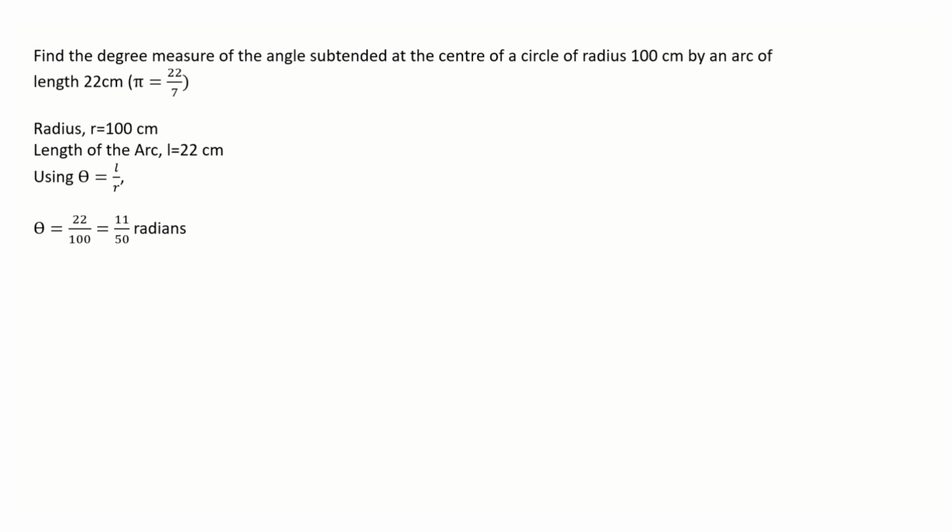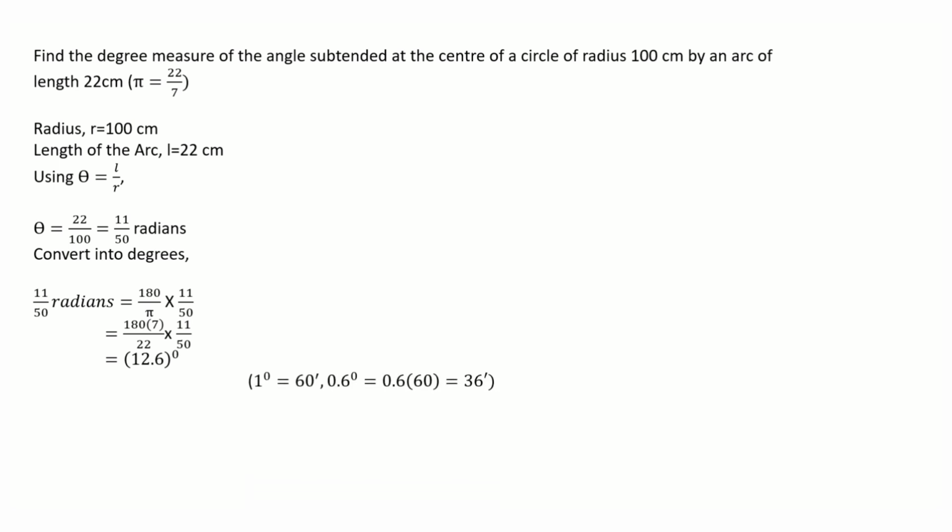Therefore, 11 by 50 radians will be equal to 180 by pi into 11 by 50. And that is equal to 12.6 degrees. Now to convert 0.6 degrees into minutes, we use the relationship between a degree and a minute, and we get 0.6 degrees is equal to 36 minutes. Therefore, the degree measure is equal to 12 degree 36 minutes.